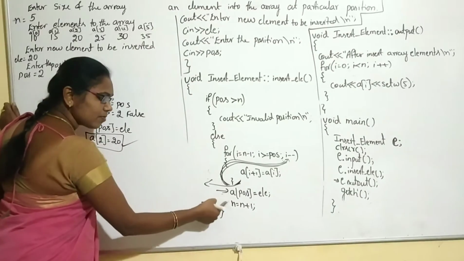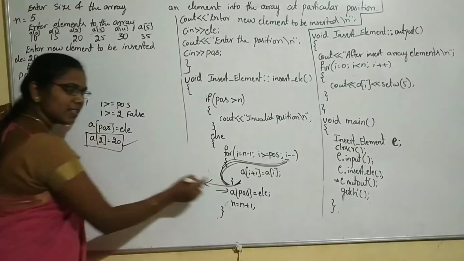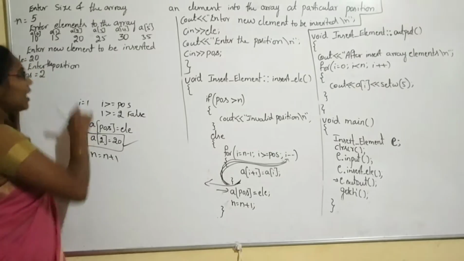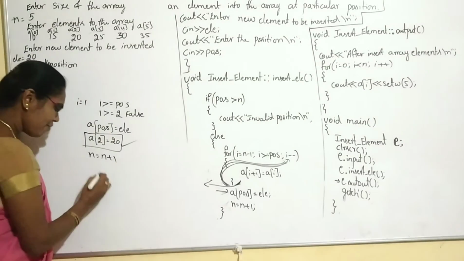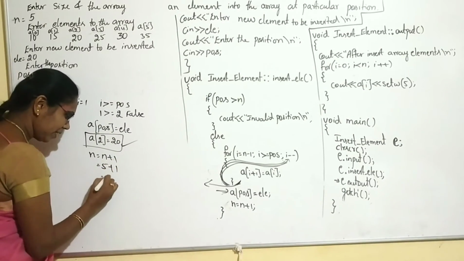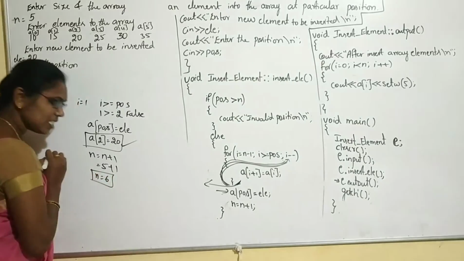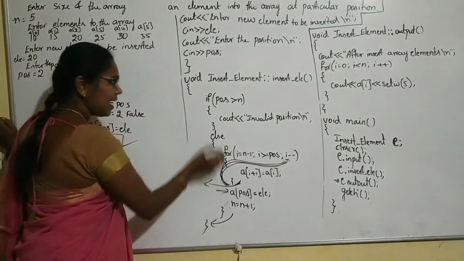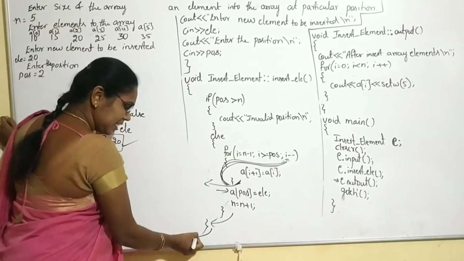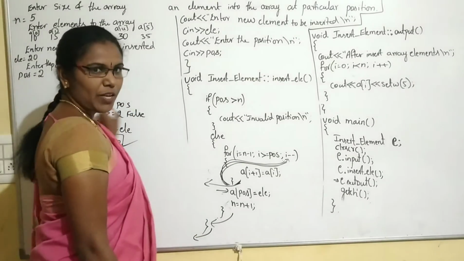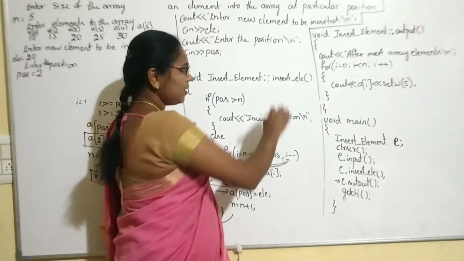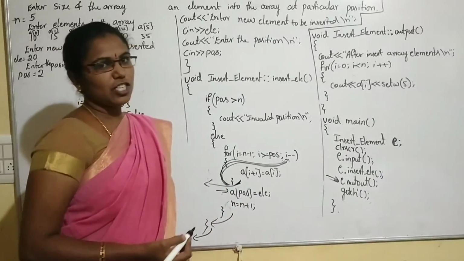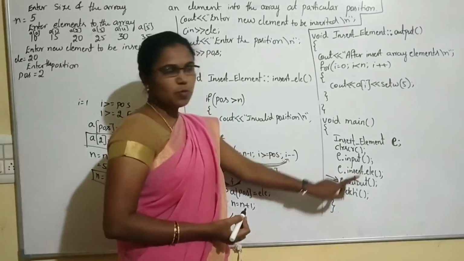After that, it will execute the next statement. The next statement is n equals n plus 1. So, what is the value of n in our program? 5. Now, 5 plus 1 becomes 6. n contains the value 6. After that, it will come out of the else clause and it will come out of the insert ELE function. So, once it terminates the function, the control goes to the main function and it will call another function. The other function is the output function.